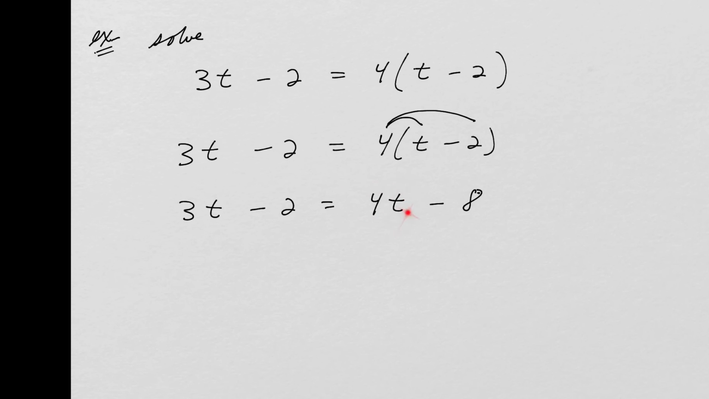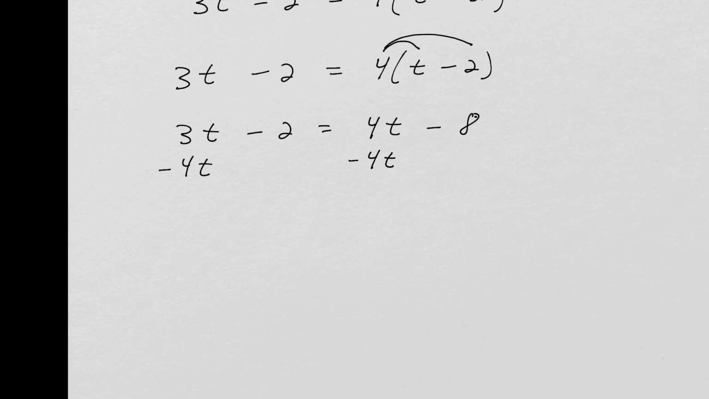How do I get rid of it? Well, if I subtract 4t, that will give me 0 there, right? So if I subtract 4t, that gives me 0, and I'm just left with the negative 8. But I can't just subtract it from one side. Whatever I do to one side, I also have to do to the other side. Okay, so on the left-hand side now, I have 3t minus 4t.